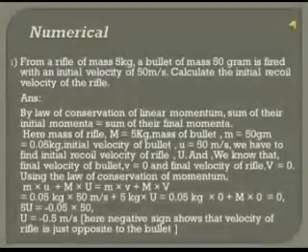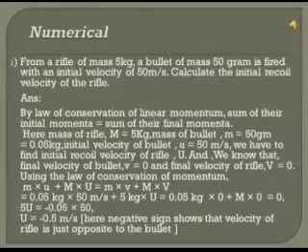Let me go to the numerical part. First question is, from a rifle of mass 5 kg, a bullet of mass 50 gram is fired with an initial velocity of 50 meter per second. Calculate the initial recoil velocity of the rifle.